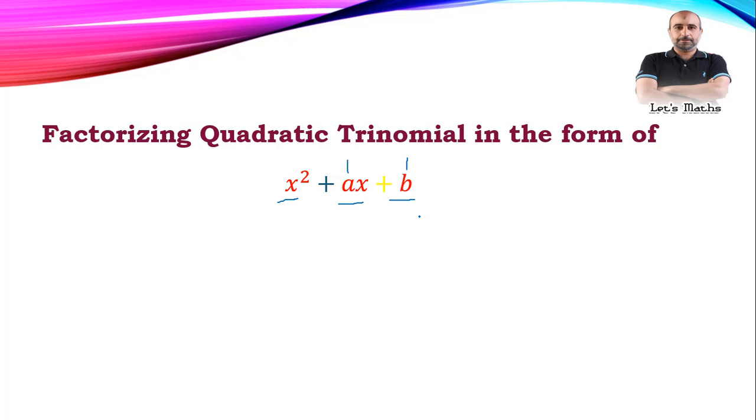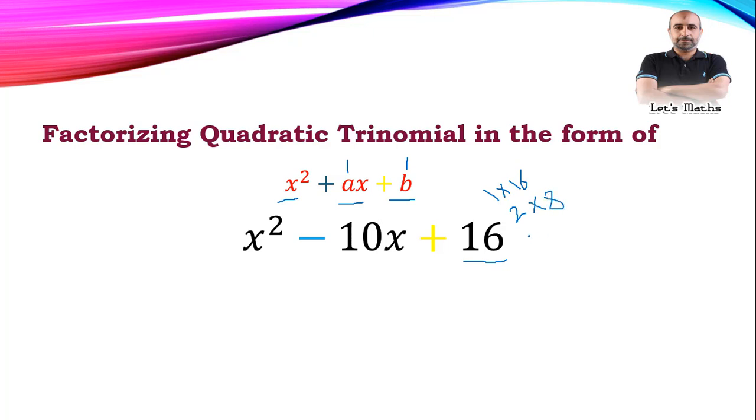Now, let's remember how can we factorize the expression in the form of x power 2 plus ax plus b. Example, x power 2 minus 10x plus 16. We said we need to factorize 16. 1 multiply 16, 2 times 8, 4 times 4. And x power 2 is x multiply x. Now, we need a case of them which their sum is 10.